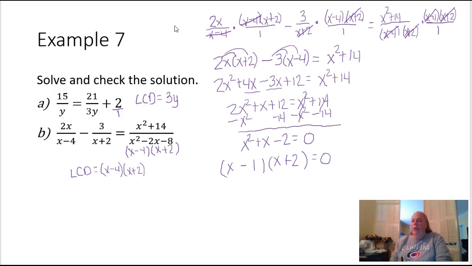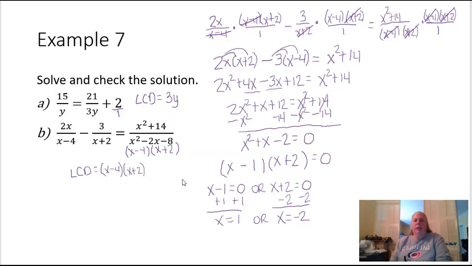Alright, and now we're going to use our zero product property. So the first parentheses x minus 1 may be equal to 0, or my second parentheses x plus 2 may be the one that's equal to 0. If I add 1 to both sides, x could be positive 1, or if I subtract 2 from both sides, x could be negative 2. Now we have to be really careful with these fractions because you need to go back and check both of your answers and see if it gives you a 0 in any of the denominators.